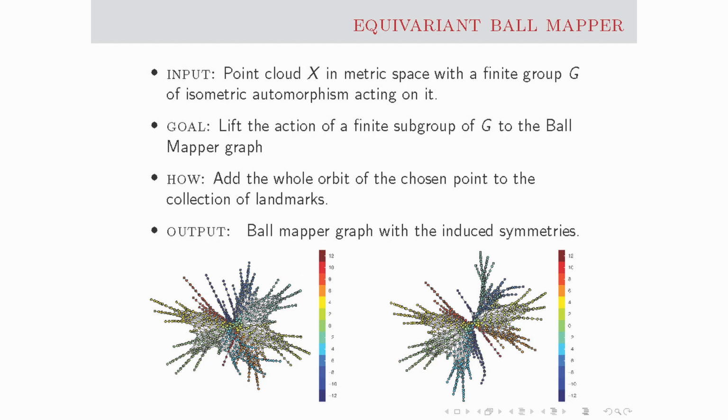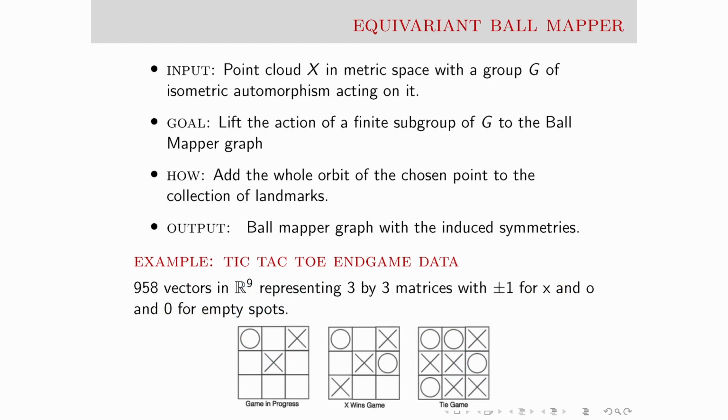So you basically have a point cloud, then you have some action by a finite group G. That needs to be an isometry. You can lift this action to the ball mapper by saying, if I pick a point to be a landmark, I'll pick all the elements in its orbit to also be landmarks, so then the structure will be reflected. Okay, so a simple idea that gives us good results.